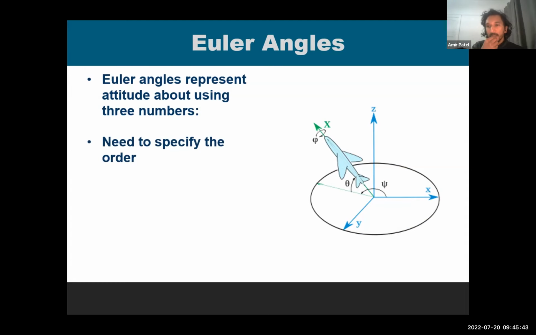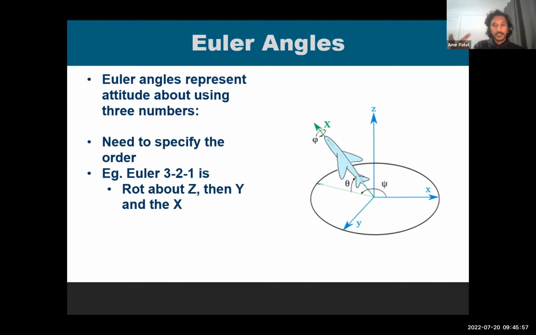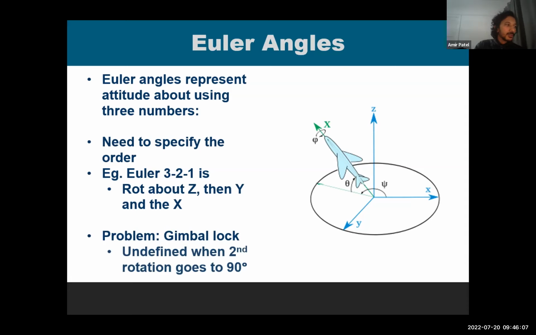And then we also have these easy ways of thinking of rotations called Euler angles. These are 3 numbers which represent the orientation of an object. For example, Euler 3-2-1, which you will hear people talk about, is a rotation first about the third axis, which is the z-axis, then a rotation about the second axis, which is the y-axis, and then a rotation about the x-axis, which is the first axis. There is a problem, and that's called gimbal lock.